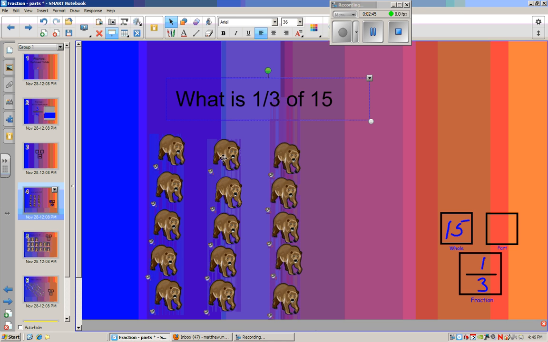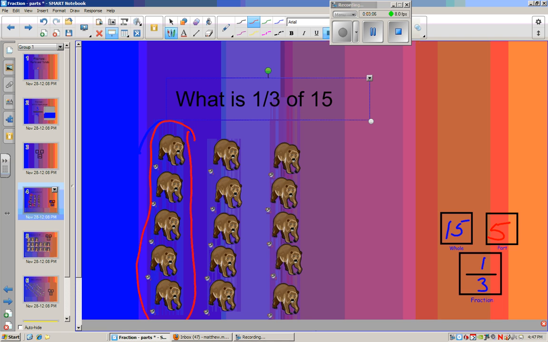But so here's our 15 of them, 1/3 of them. Well, we have 3 groups, so that means 1 out of our 3 groups is going to tell us what 1/3 is. So if I take this, here's 1 out of the 3 groups. Well, how many bears are in 1 out of 3? There's 1, 2, 3, 4, 5. So the part here is going to be 5.